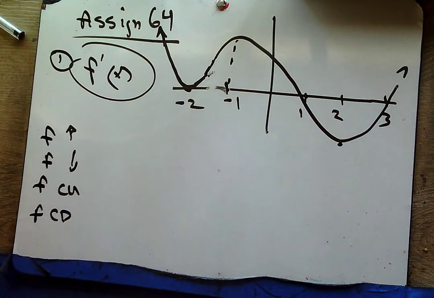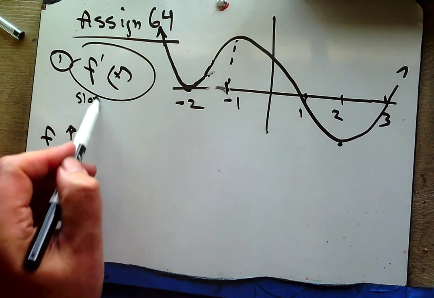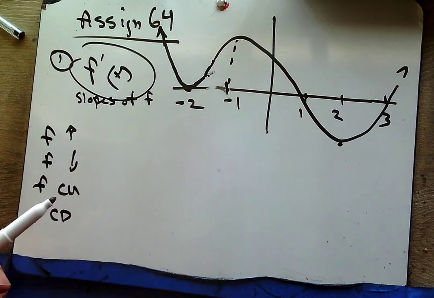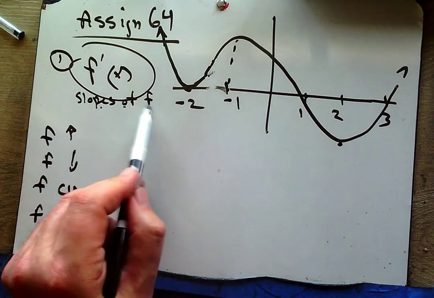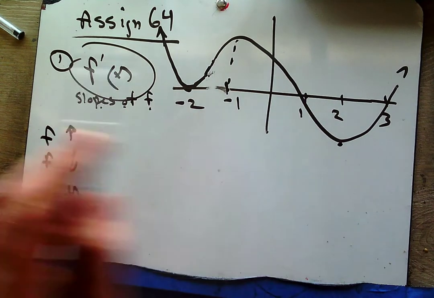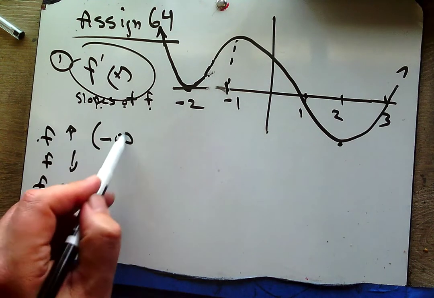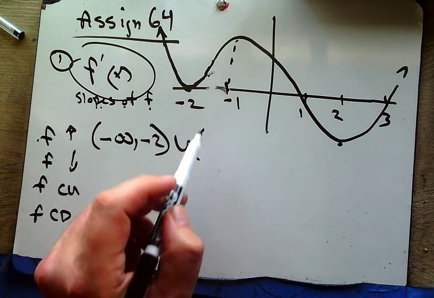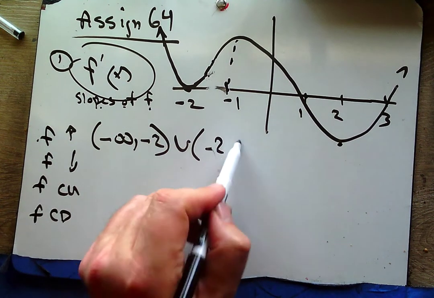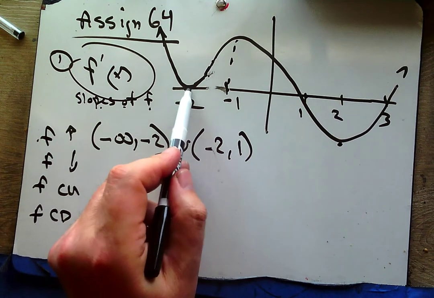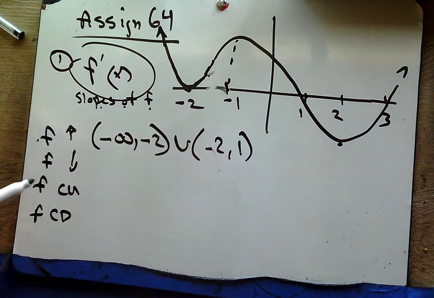Welcome back. So this is a graph of f prime. F prime represents the slopes of f. I know f is increasing when f has positive slopes. The slopes of f need to be positive numbers in order for f to be increasing. So I think f is increasing on -infinity to -2, union -2 to 1. Not 2, because at 2, where I have that bounce, that's a horizontal tangent. That's neither increasing nor decreasing.